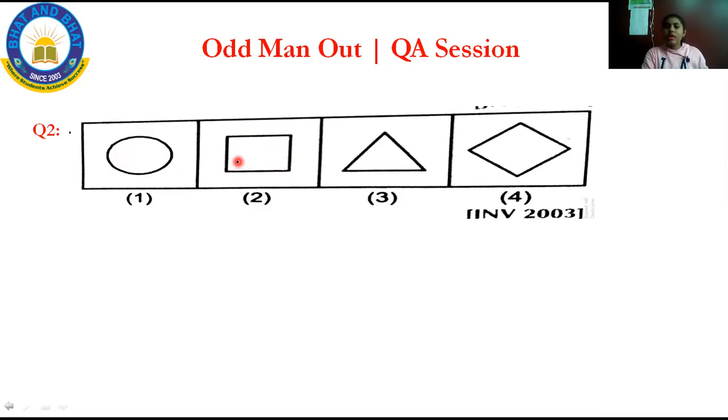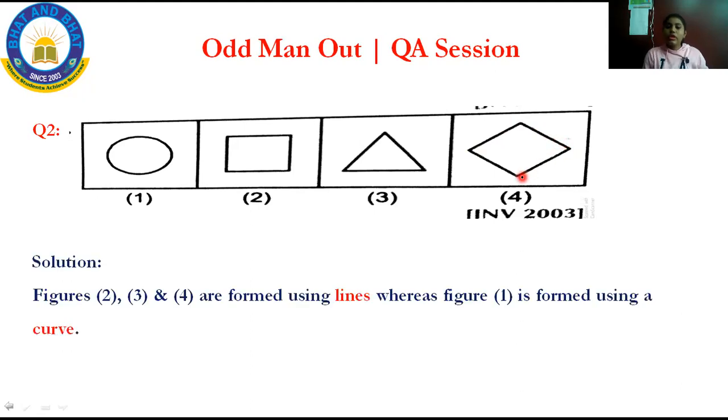Come to option 3. It is also made by joining straight lines. And come to option 4. It is also drawn by using straight lines. So what is the correct option? Options 2, 3 and 4 are formed using straight lines, whereas figure 1 is drawn by using a curve. So what is the odd man out? Therefore, option 1 is the odd man out.